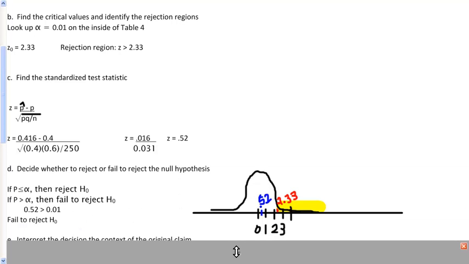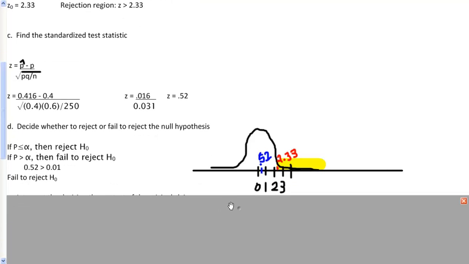So here's what my picture looks like. Here's the z, it's 2.33. This is the rejection area, and these are the numbers that are below the rejection area. So the rejection area is greater than 2.33. So what I'm going to do here is look at p. If p is less than or equal to alpha, then you reject H0. Well, here p is 0.52, and it's greater than 0.01, so I take the second one, where if p is greater than alpha, then you fail to reject the null hypothesis. So I'm going to fail to reject the null hypothesis.